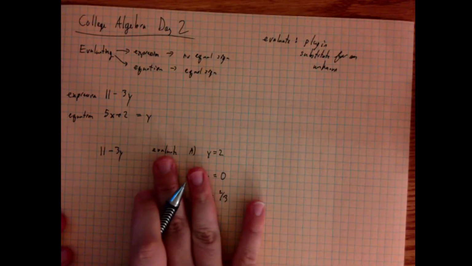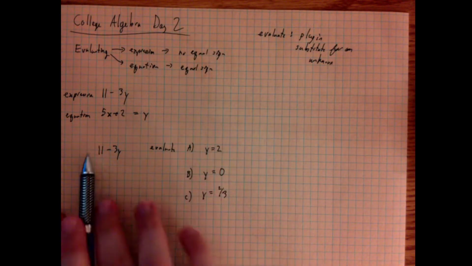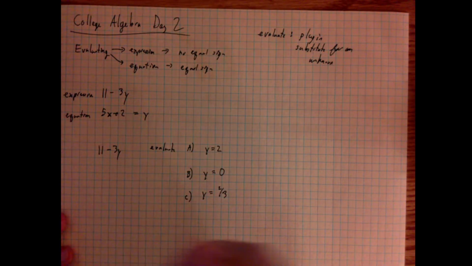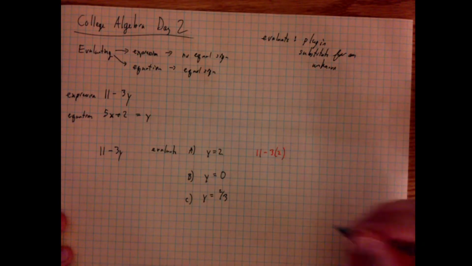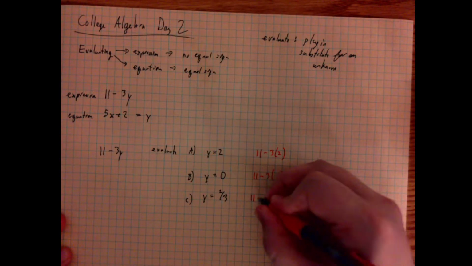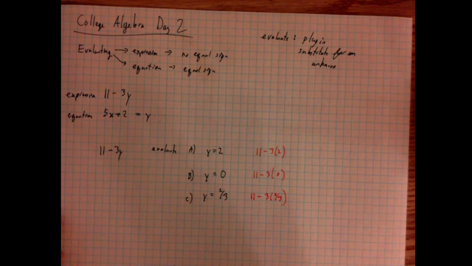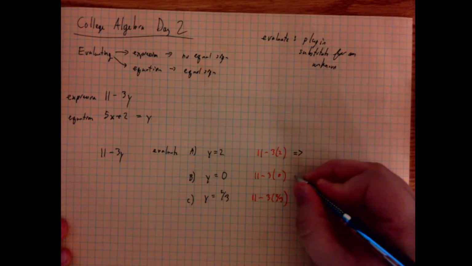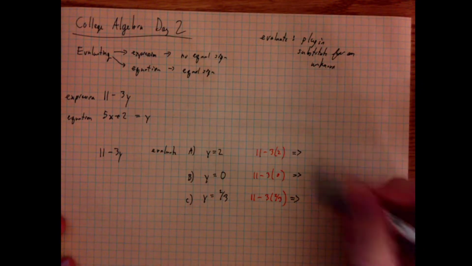Well, the term evaluate just means to plug in or substitute in for something else. So in this case, I take my expression, 11 minus 3y, and everywhere there used to be a y, I can replace it with a 2, or a 0, or a 2/3. Now you'll notice when I do this step, I do not use an equal sign here. Because there is no equal sign in the problem, I don't want to put one in and turn this into an equation. So I'm going to use my little therefore symbols.